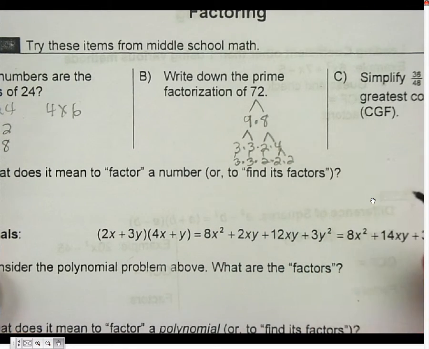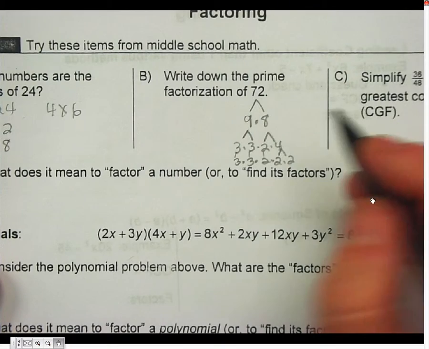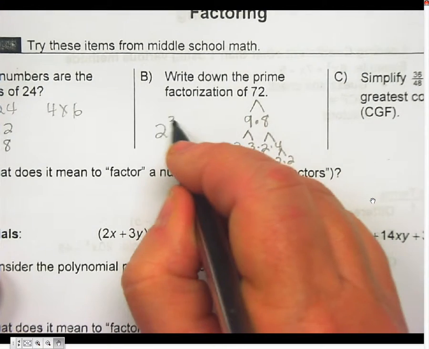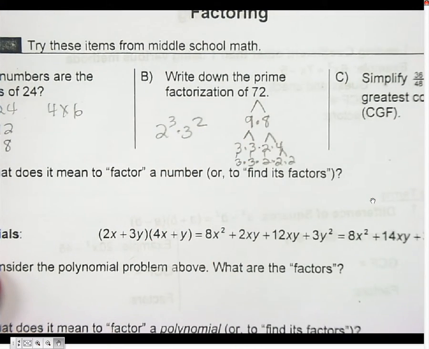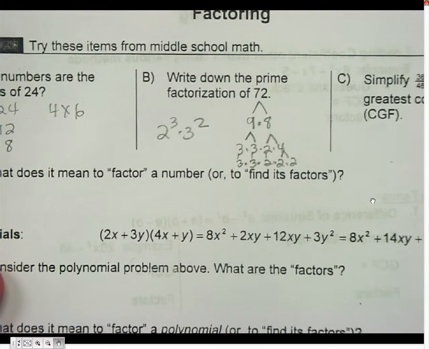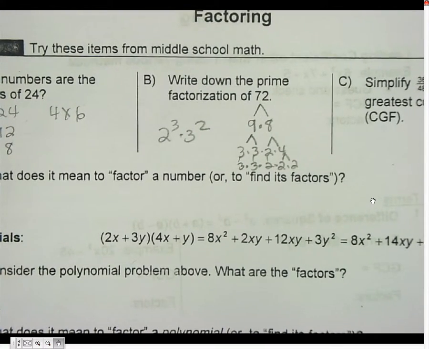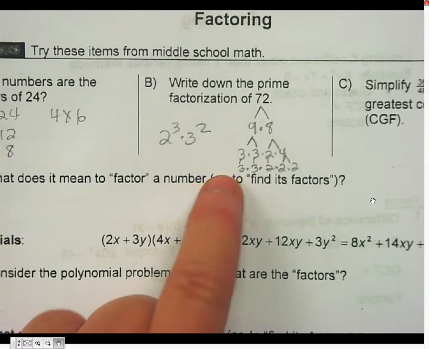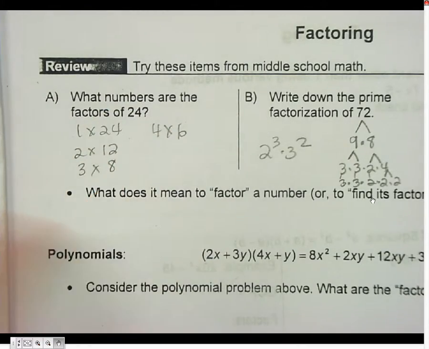And then how can you write that with exponents? 3 squared. Okay. Yeah, you can do 3 squared times 2 to the third, or 2 to the third times 3 squared. Either way. Okay. Right, but these are all factors. These were all factors of 24.